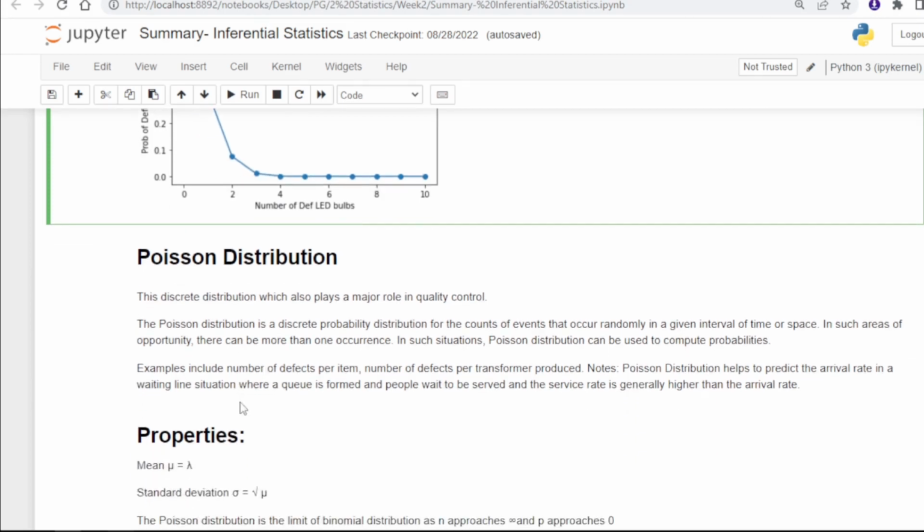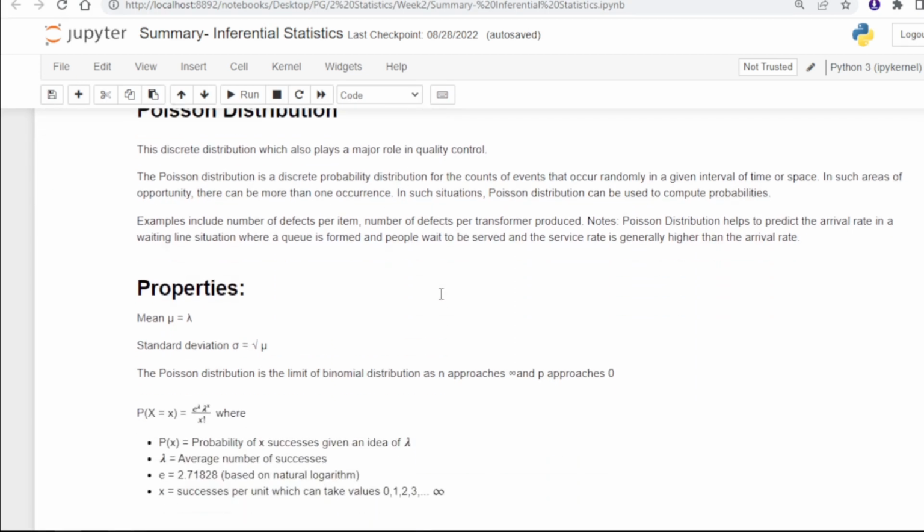Now let's move forward with the Poisson distribution. This discrete distribution also plays a major role in quality control, right?